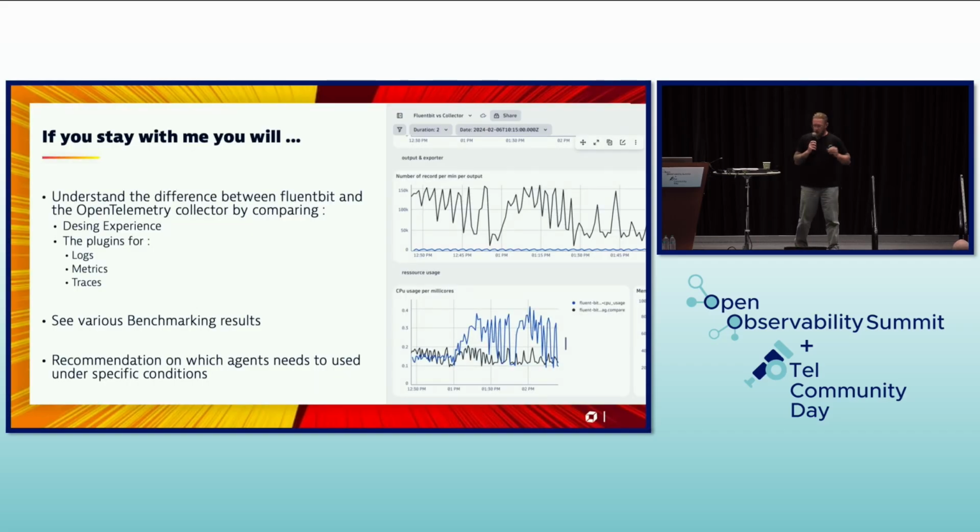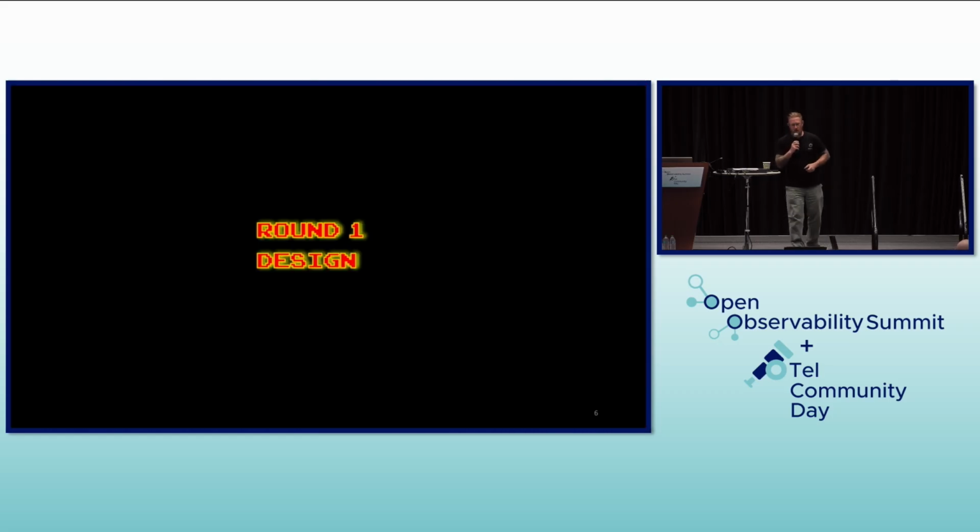So how are we going to present this benchmark? First, I'm going to cover the design experience using those tools, explaining the design and the logic behind those agents. Then we will cover, for each signal, logs, traces, and metrics, what features they cover. And last, we will look at the benchmarking results in terms of resource usage. All right, let's go. Round one. And here you see design.